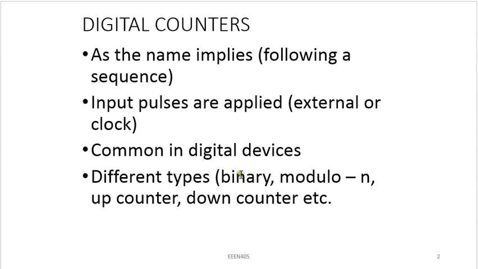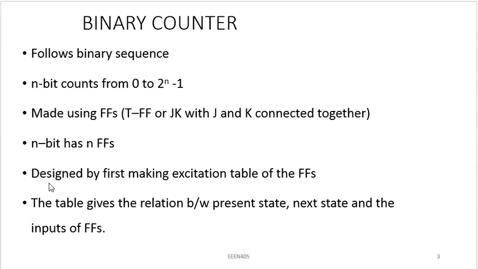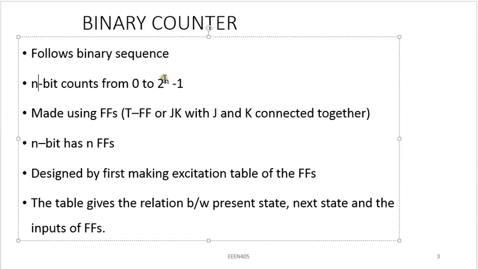And we basically have binary counter, modular counter, up counter, down counter, and a combination of up and down counter. So we go straight to the first one, which is binary counter. This binary counter is any counter that follows binary sequence. For instance, if you have an n-bit counter, it can count from 0 up to 2 raised to power n minus 1. Let us take, for example, n equal to 3. 2 raised to power 3 is 8. 8 minus 1 is 7, meaning it should count from 0 up to 7.